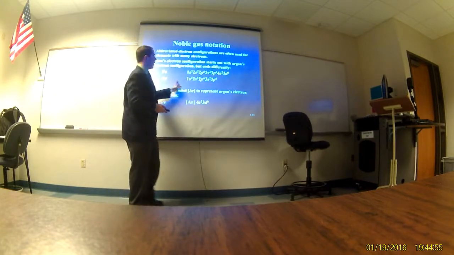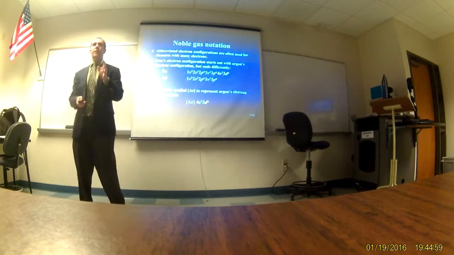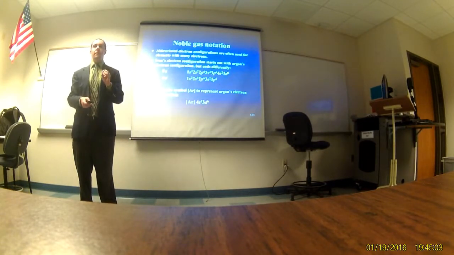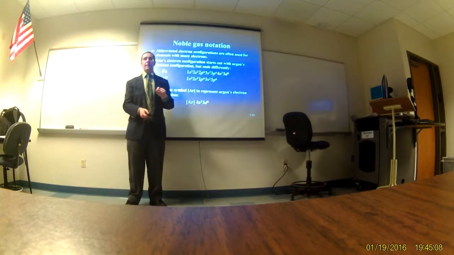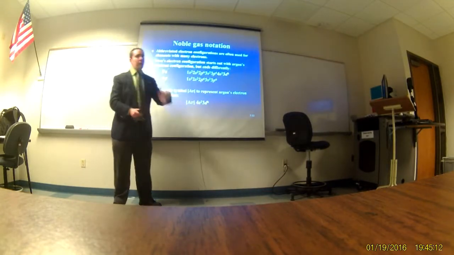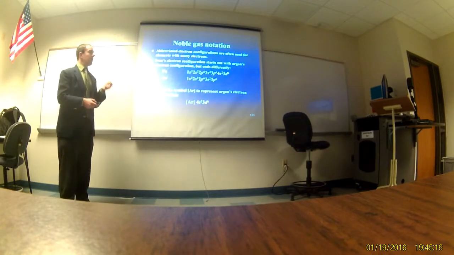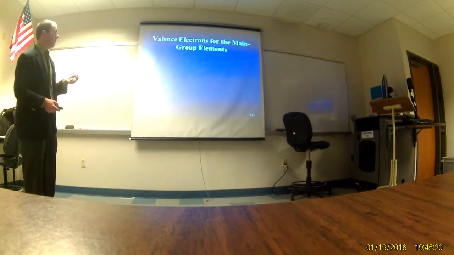What about argon? What's the highest principal energy level you see there? 3. How many valence electrons does argon have? 8. 2 plus 6 is 8. So if you're doing it this way, you just find the highest number, and add up how many electrons are in an orbital with that number.